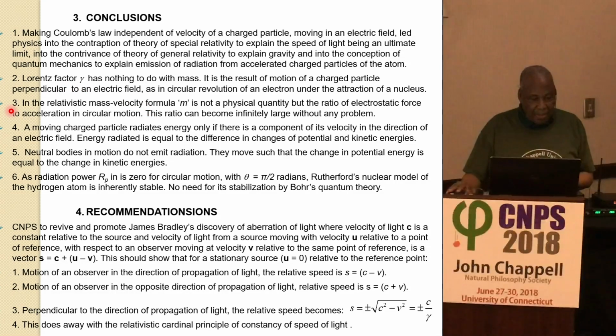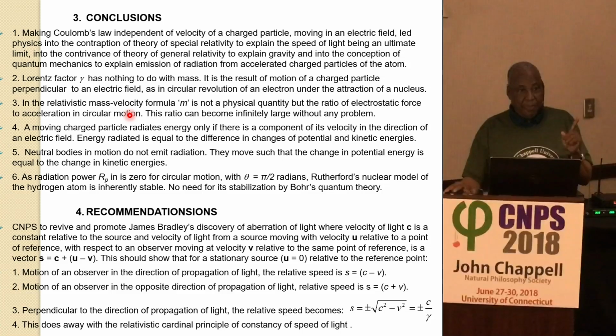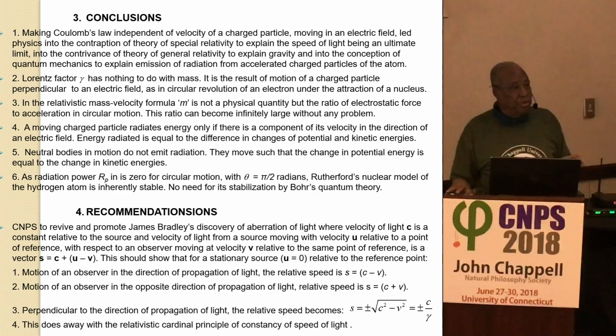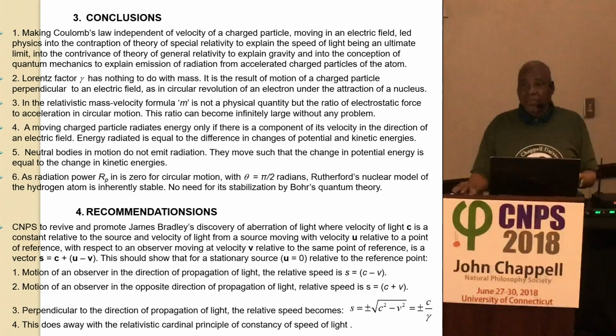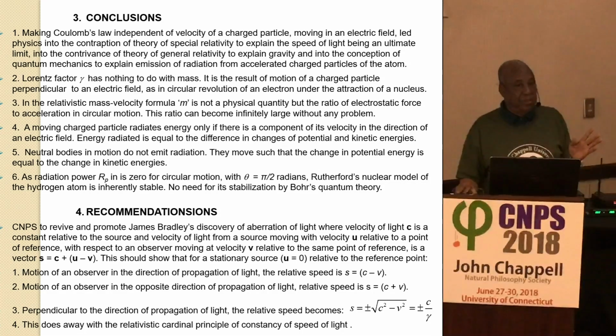Conclusion number 3. In the relativistic mass velocity formula, the relativistic mass is not a physical quantity. It is the ratio of electrostatic force to acceleration in circular motion. It is a ratio of the electrostatic force, the charge times the field, and the acceleration, which is v squared over r. That gives you the relativistic mass. That ratio can become infinitely large without any problem.